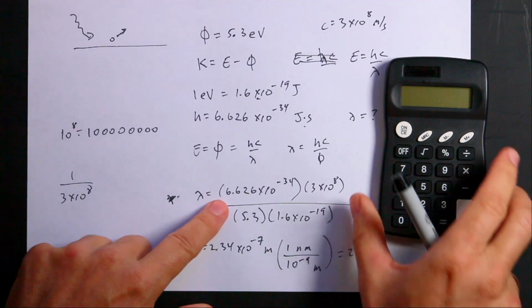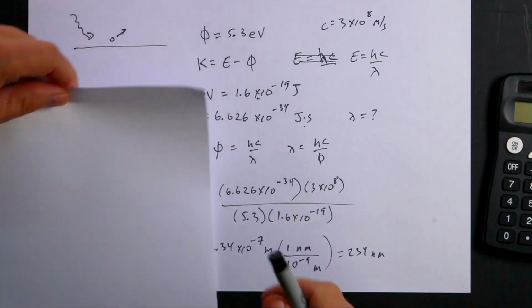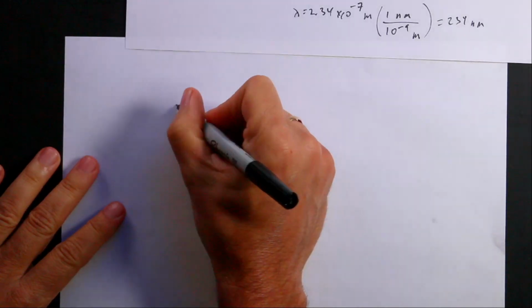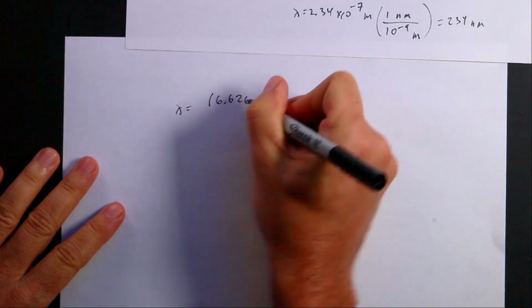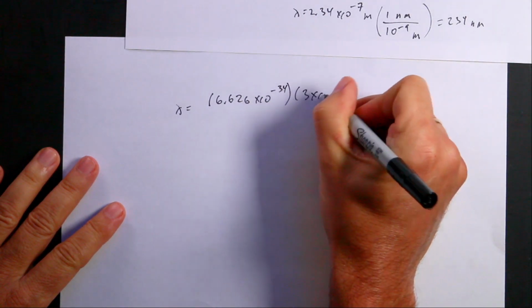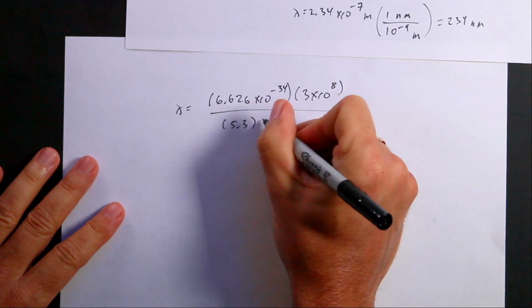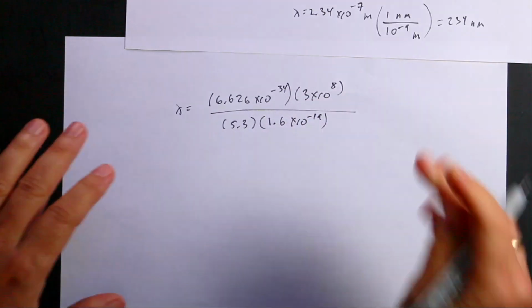Okay, let me rewrite this, because we're going to need to do a little bit of work, which is not a bad thing, right? It's not bad to do work. I'm just going to rewrite this equation. Let's rewrite that same thing. So lambda equals 6.626 times 10 to the negative 34th times 3 times 10 to the 8th divided by 5.3 times 1.6 times 10 to the negative 19th. And so no units, but that's what I have.